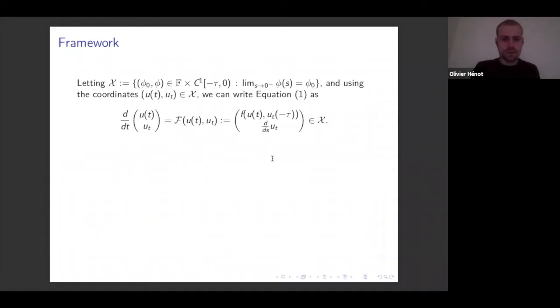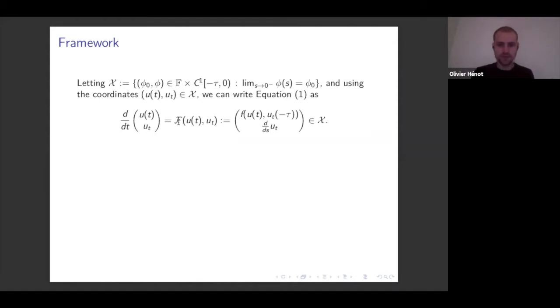We're going to consider a Banach space X, which essentially represents what happens at present time and the history. And we have the classical continuity relation here. If you do this, you can turn our first delay differential equation into some sort of ODE on the Banach space. The point of it is that we're getting a vector field, and this is going to be very convenient.